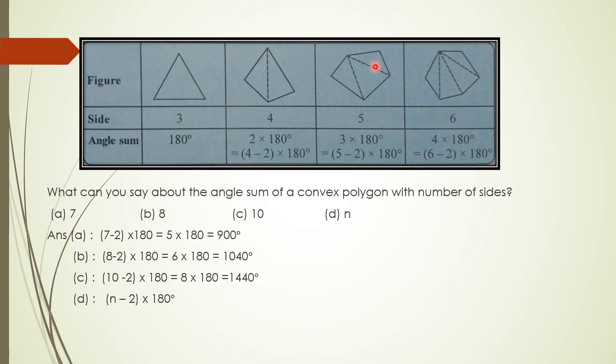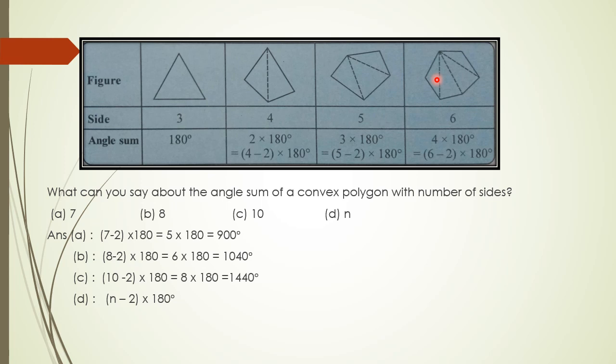So total measurement is 180 plus 180 plus 180 is equal to 540 degrees, and this we can get by the method number of sides minus 2. 5 minus 2 is equal to 3, that into 180 is equal to 540. And this is a hexagon.